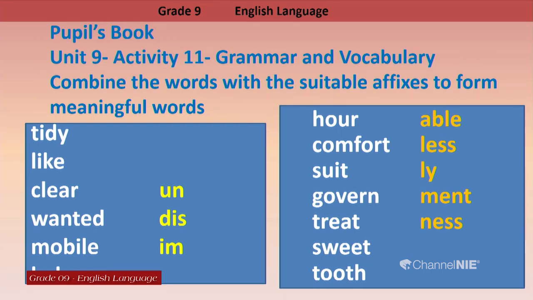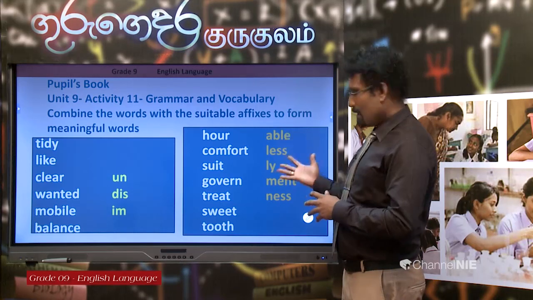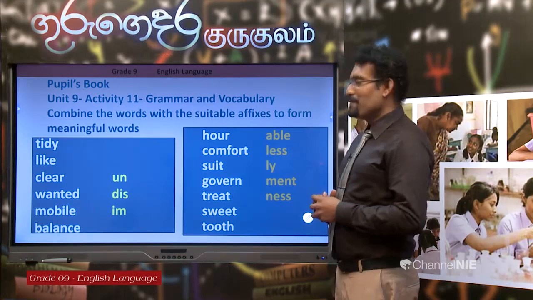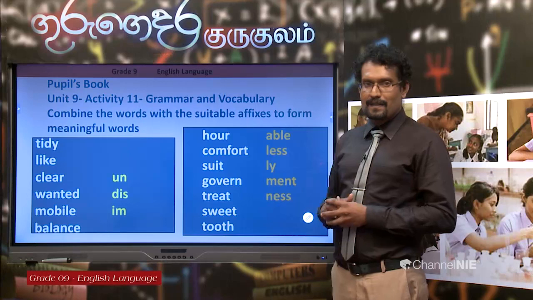The prefixes there are un, dis and im. You have to connect those prefixes with the base words and see whether you can make meaningful words. In the second box are comfort, suit, govern, treat, sweet, tooth. There are some suffixes for you: able, less, ly, ment and ness. You need to make meaningful words out of these boxes' words. I will give you some time. Think about these base words and prefixes and suffixes.